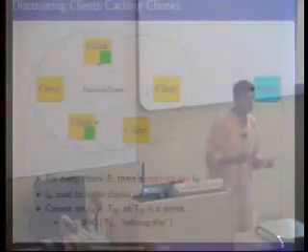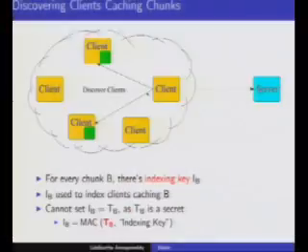Because of that property, you can use it for verifying the integrity. Okay, now that you have fetched the metadata from the server, you need to discover the clients which have this particular chunk cached. For every chunk, the client generates an indexing key, which is used to look up the particular clients which have this chunk cached.